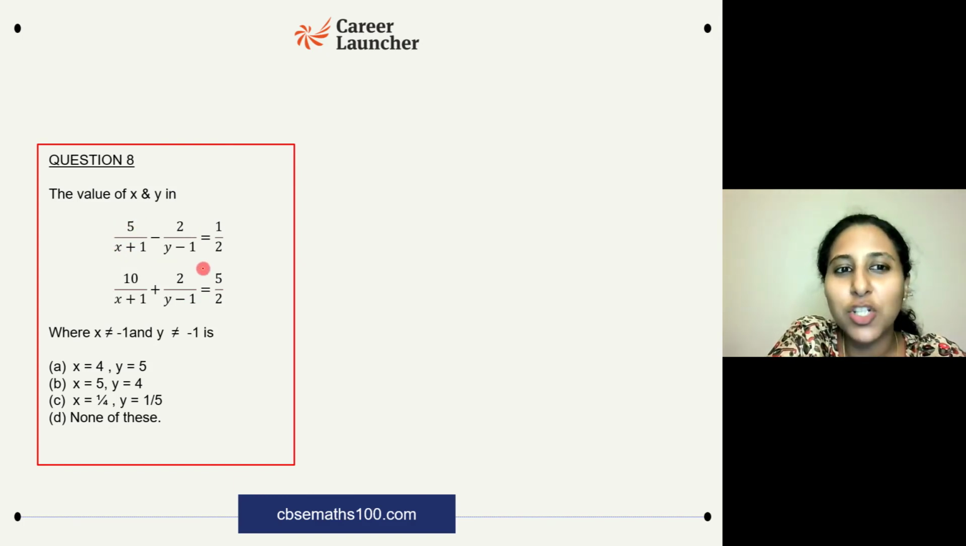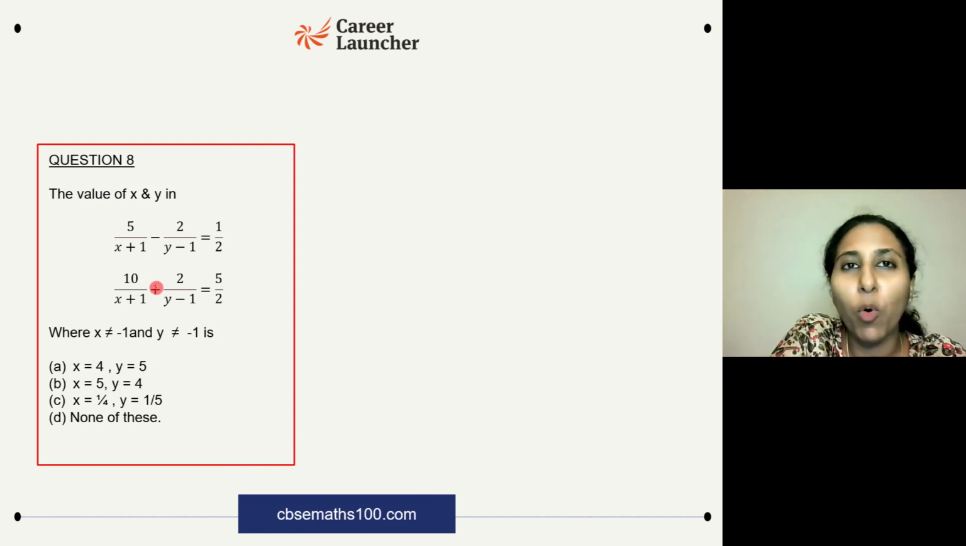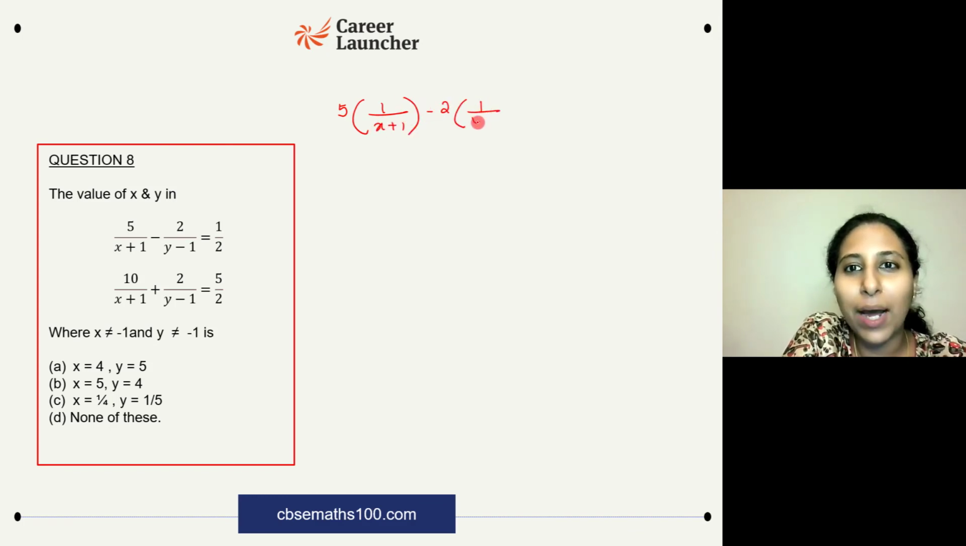What we do in such kind of situations is identify the common variable form in both the equations. If you look at the first one, the first equation is 5 times 1 by x plus 1, minus 2 times 1 by y minus 1, is equal to half.